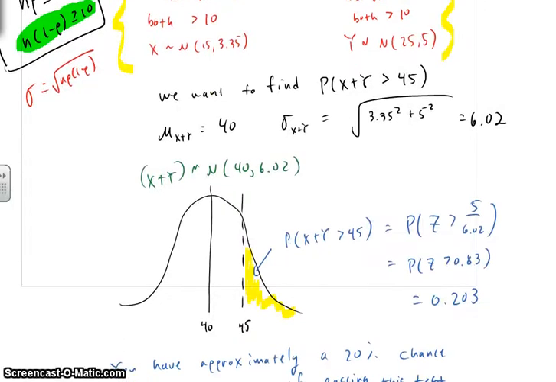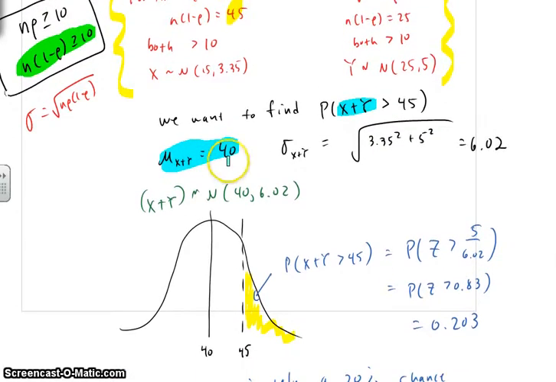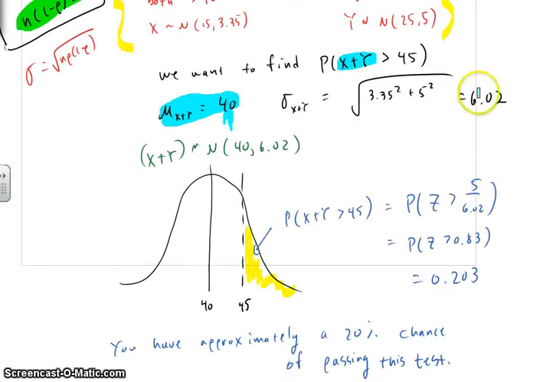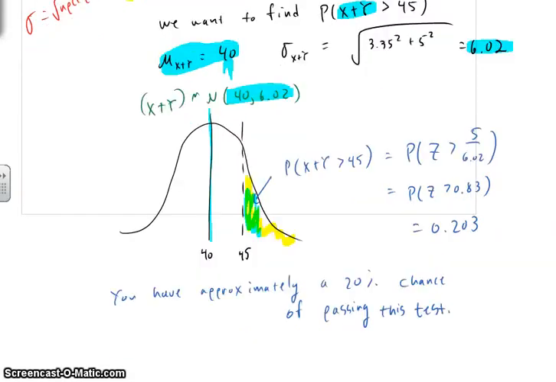Same process as before, except we're not using the difference, we're using the sum. To find the mean of the sum, I find the mean of X and add it to the mean of Y. So 15 plus 25 is 40, but I still add the variances just like I did when I was taking the difference. So we see the mean and the standard deviation of the sum. That's approximately normal because we're adding two normal models. I draw the probability I'm trying to find, find the z-score and so forth, and we see that there's about a 20% chance of passing the test just by pure luck.